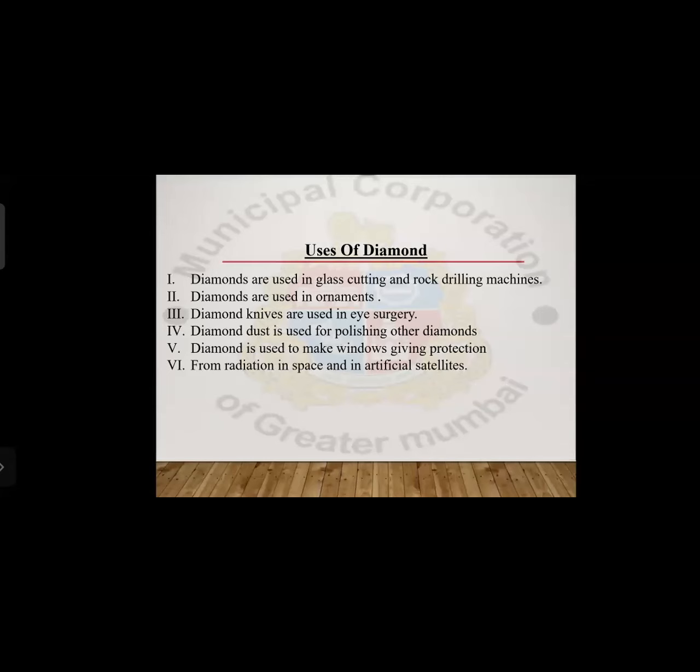To break them, actually mountains are exploded with the help of dynamite. But for rock purposes, if drilling is to be done, such machines are used which consist of a diamond, and with the help of that machine the rocks are drilled. The second and easiest use of diamond is that diamonds are used in ornaments.